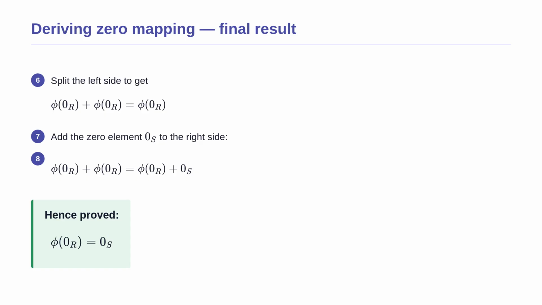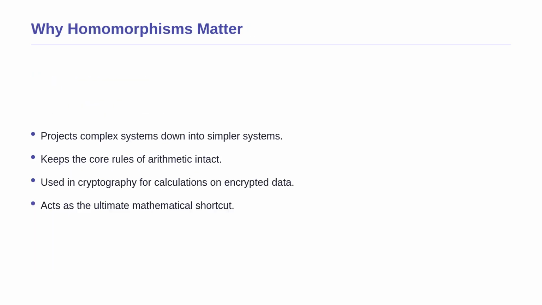We have successfully proven that the 0 of the first ring is always perfectly translated to the 0 of the second ring. This intuition shows how deeply homomorphisms lock the structures of two rings together. So we have proven how these mappings work. But this brings us to an important question.